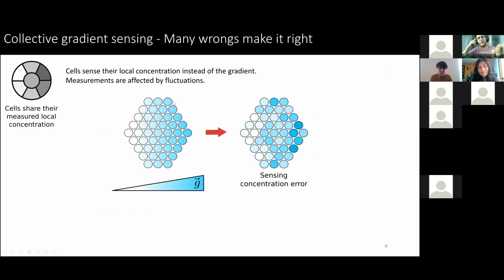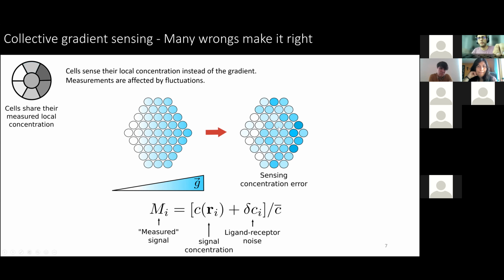As I said, the idea in this model is that each cell is going to perform an individual measurement of the local concentration. This is a simpler task than sensing the gradient. Now, it doesn't have to sense the difference between the front and the back of the cell. They just need to sense the local concentration, and then they are going to share this information. But of course, this is again subject to fluctuations, to the reading concentration fluctuations. So instead of a perfect measurement of the local concentration by each cell, each cell is going to perform a measurement that is proportional to the concentration at the position of the cell, plus a reading concentration noise that we assume is Gaussian noise.